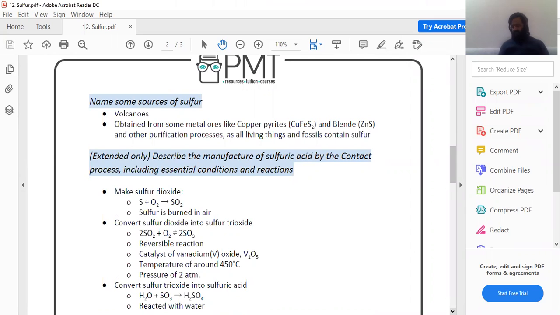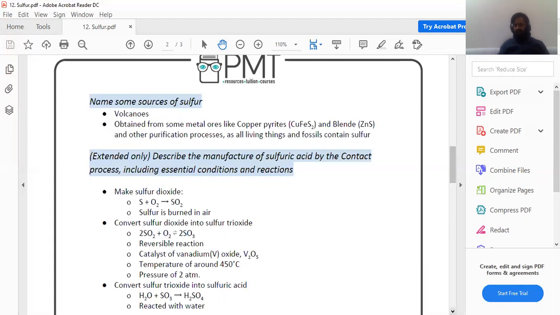Whenever there is the eruption of volcanoes, a lot of sulfur is released, and even crude oil contains a lot of sulfur. That particular smell in the oil is because of the sulfur. And when you extract the ores through mining processes, like copper pyrites and zinc blende, they also contain a lot of sulfur. Even many vegetables also have sulfur in them. Most living things, many fossil fuels.